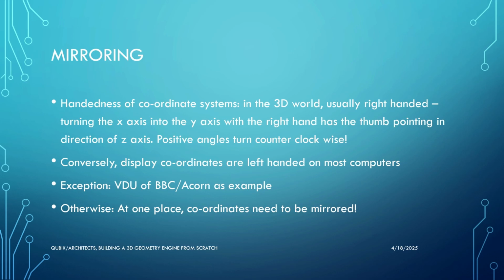One notable exception of this is the video display unit of the BBC Acorn. They actually also use the right-handed coordinate system with the origin in the bottom left corner. Otherwise, we will need to mirror coordinates at some place.